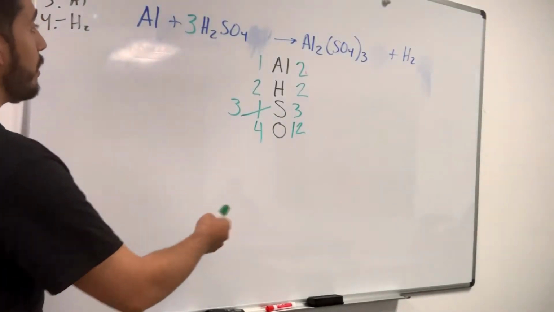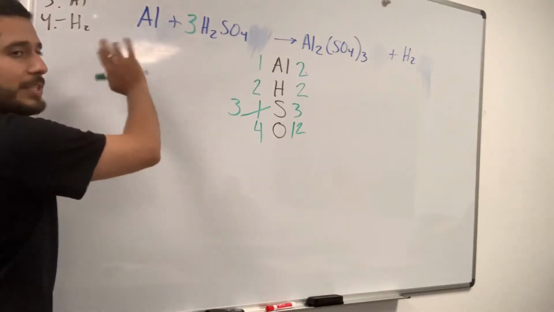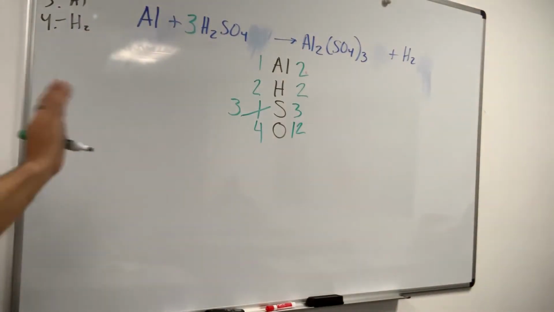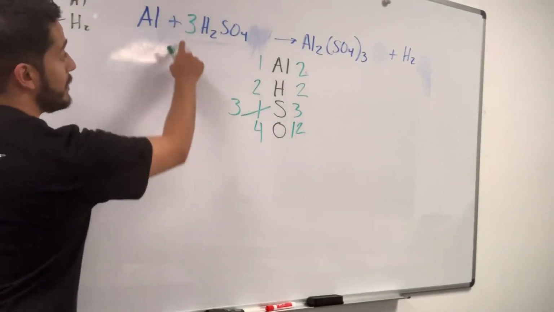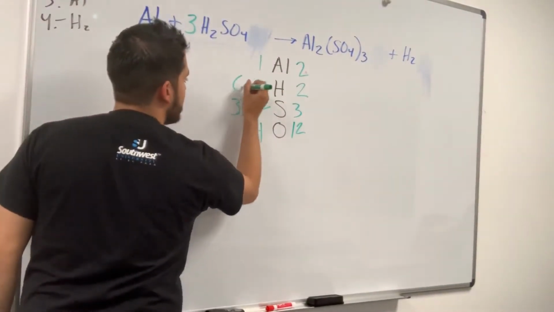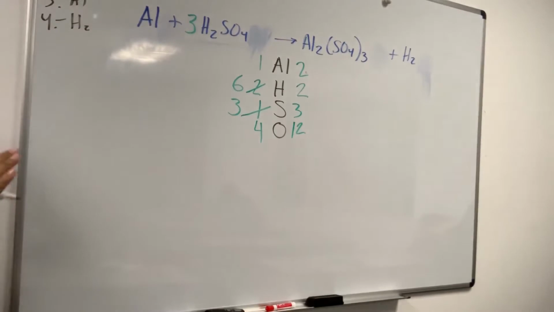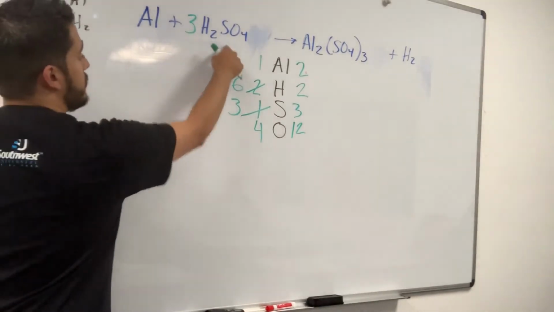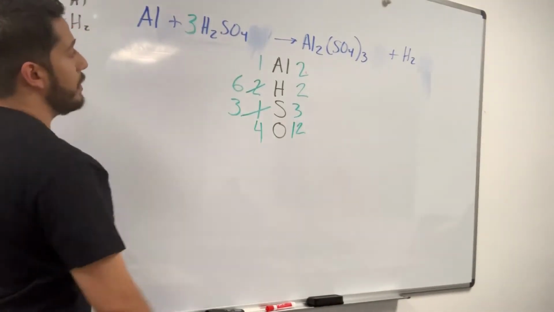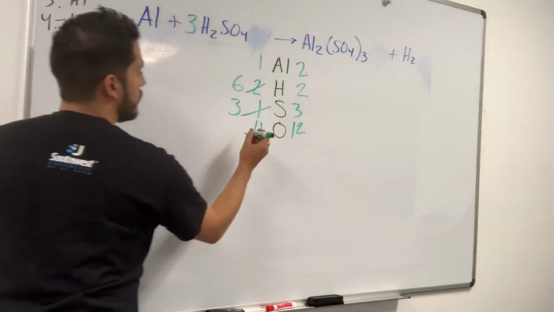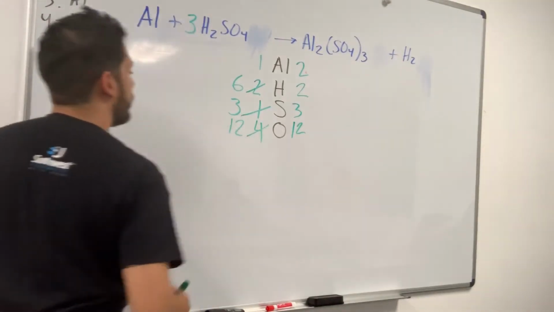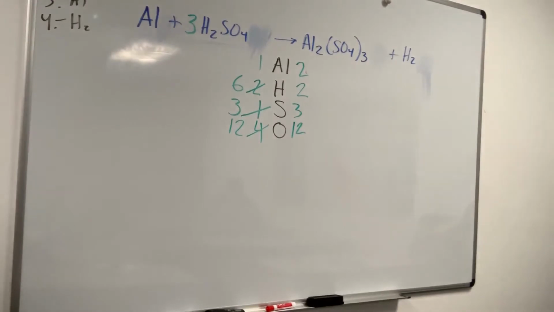So what's the new number of aluminum as well that we didn't even touch? That's gonna remain the same right now. How many hydrogens do I have on the left side? 6. I have 6 now. So this is not a 2, that's a 6 already. That's fine. Sulfurs, that's fine. How many oxygens do I have on the left side? 12. Yeah, 3 times 4. So now that's a 12. Okay, that's where we stand right now.